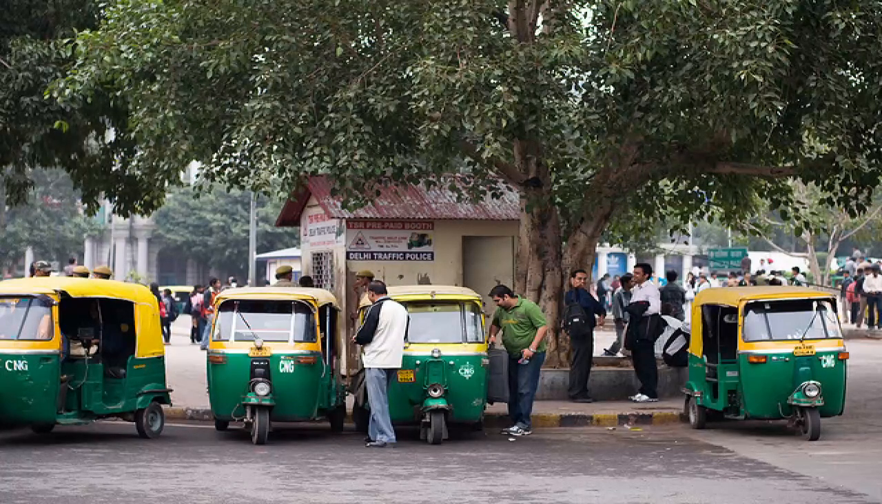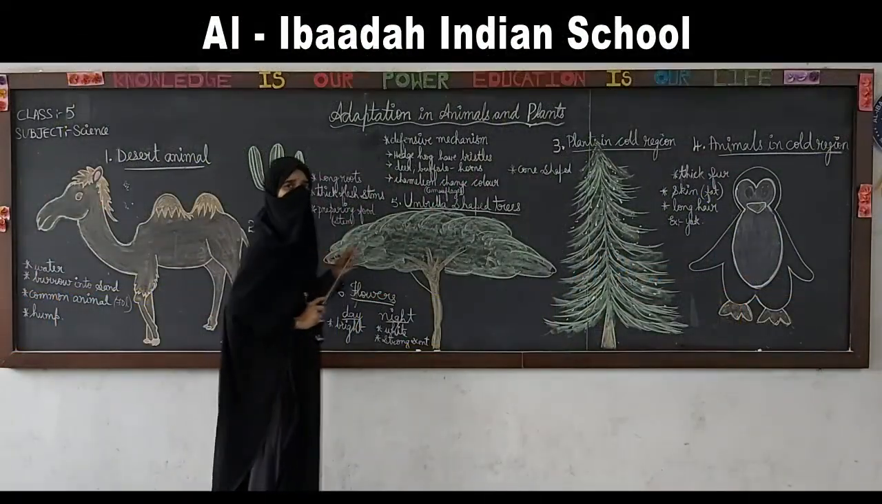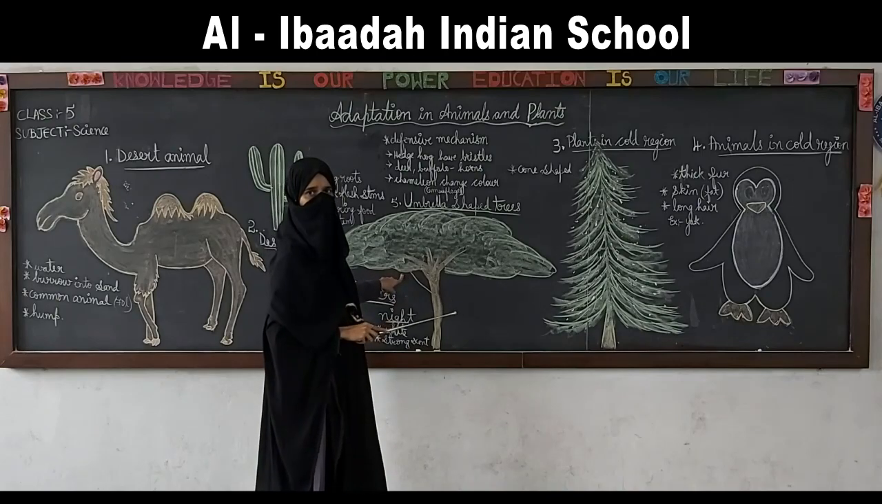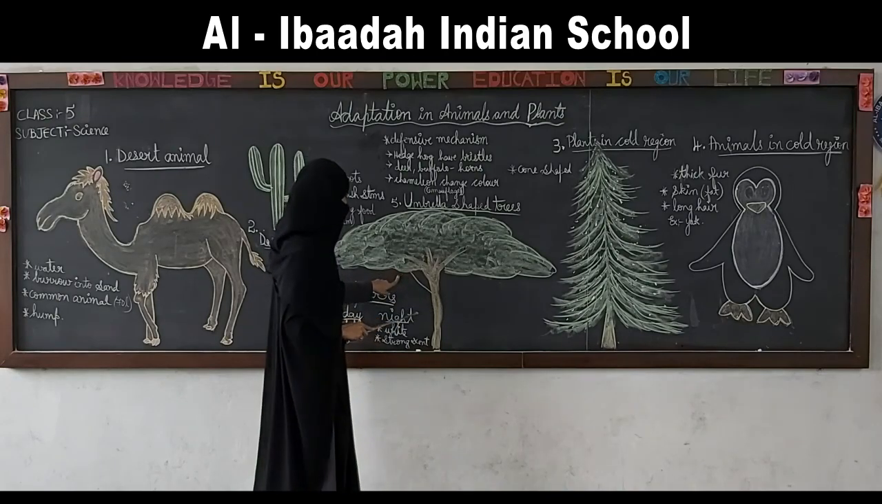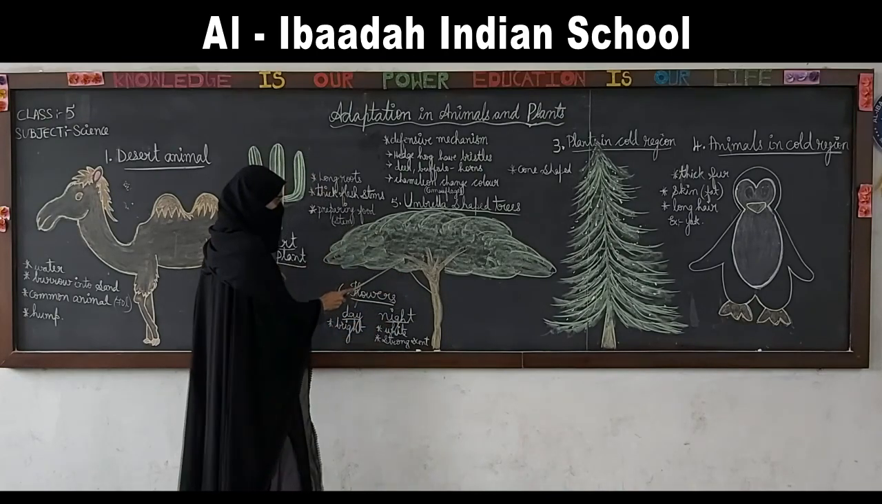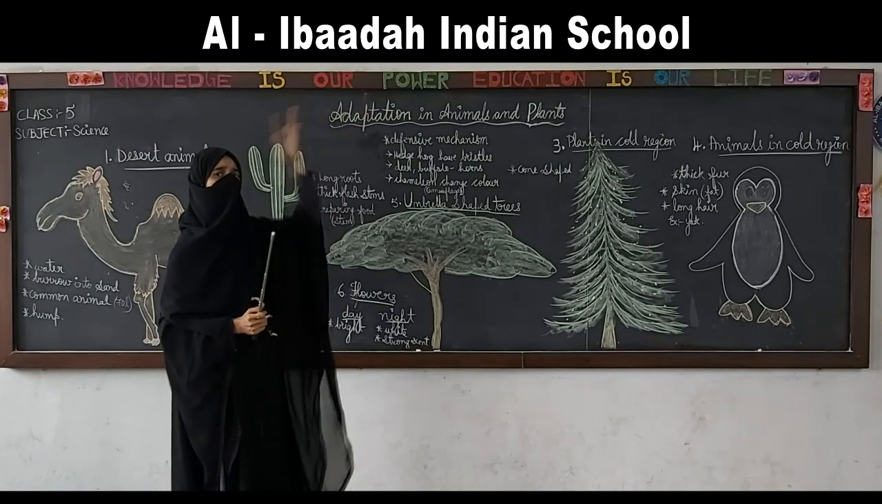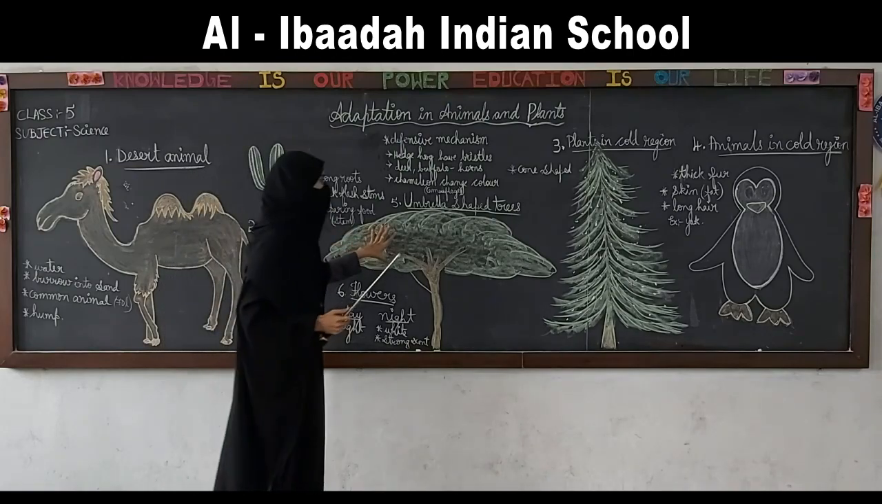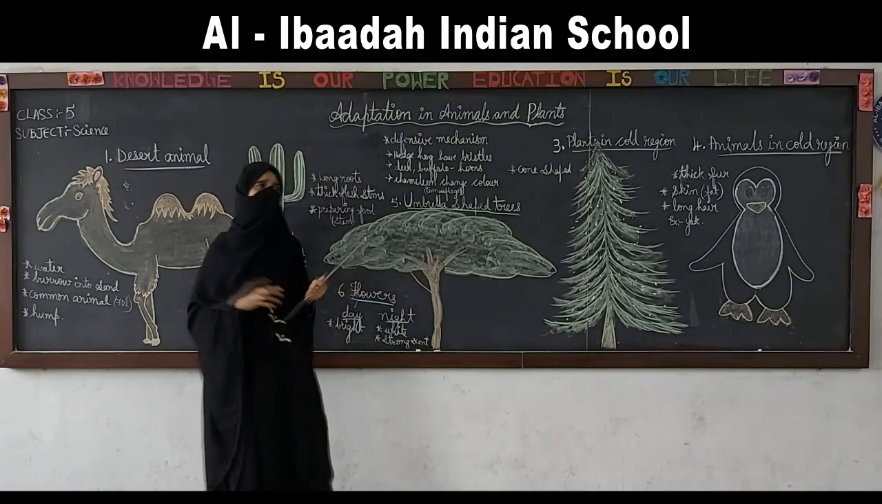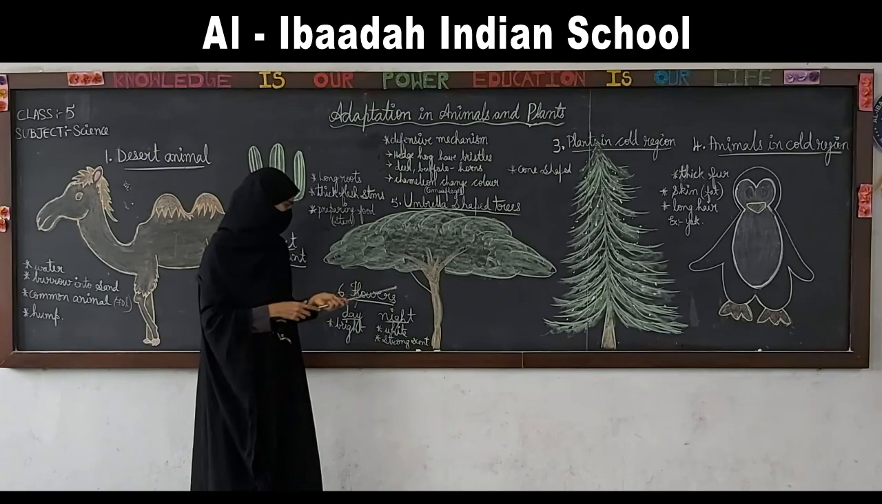Trees like this are shaped like an umbrella to avoid wind. To avoid wind, they are shaped like this. But most probably we find this at an auto stand. Not in all the auto stands, but most of the auto stands have this tree. It is because to avoid the wind. They are usually found in mountains or windy regions.